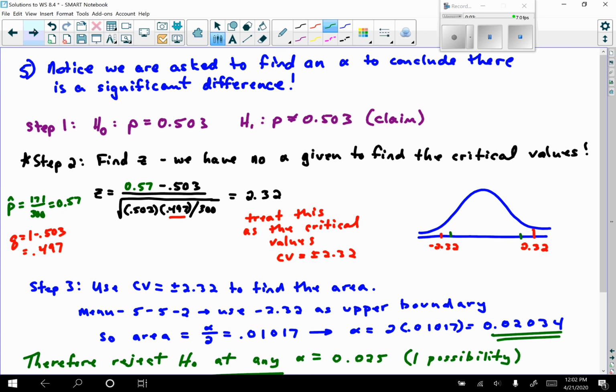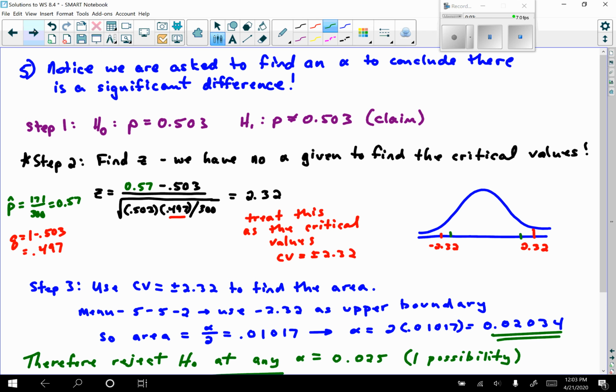All right, question 5 is a little different. I know I've been saying time and again that when we're the researchers, we pick our own alpha, but this was just a little exercise to help you find alpha in a different way, so to think a little more critically. So again, notice we're asked to find an alpha to be able to conclude that there is a significant difference, meaning our claim again is the alternative hypothesis. So here, null is that p is equal to 0.503, alternative is p not equal to 0.503, and again, that's our claim. So we don't have alpha. We could guess and check, but this gets us to that step a little bit quicker.